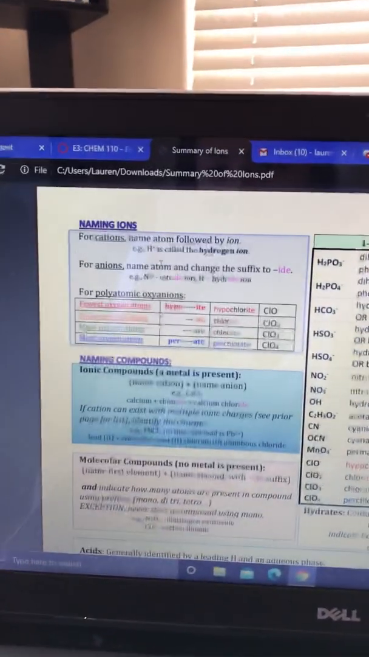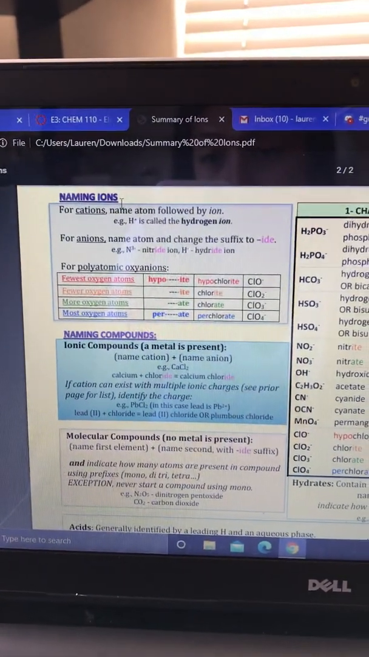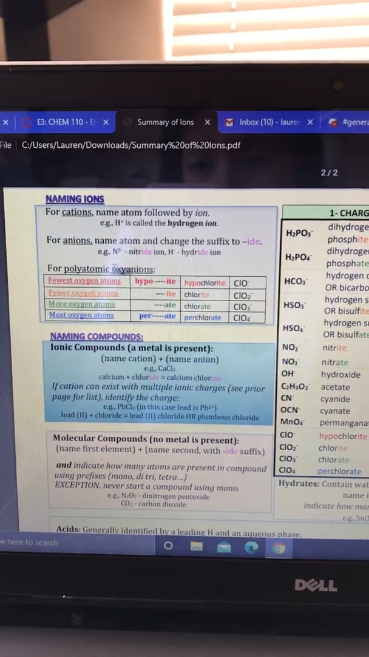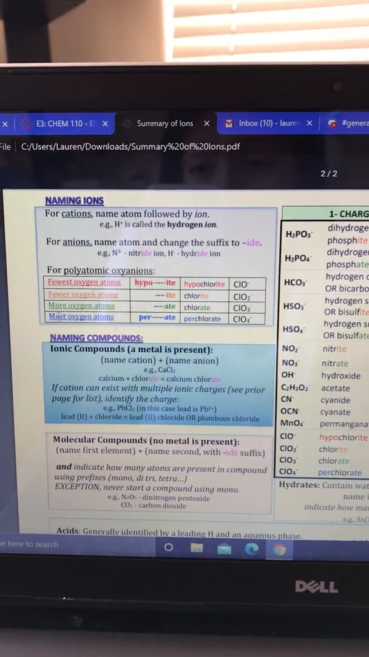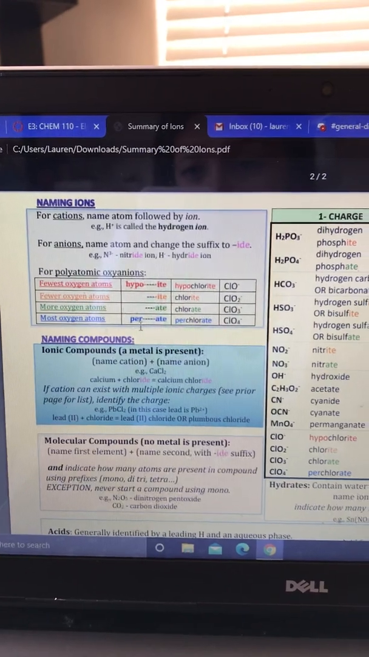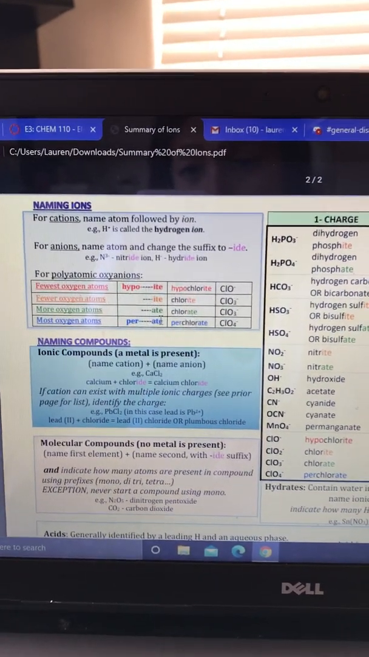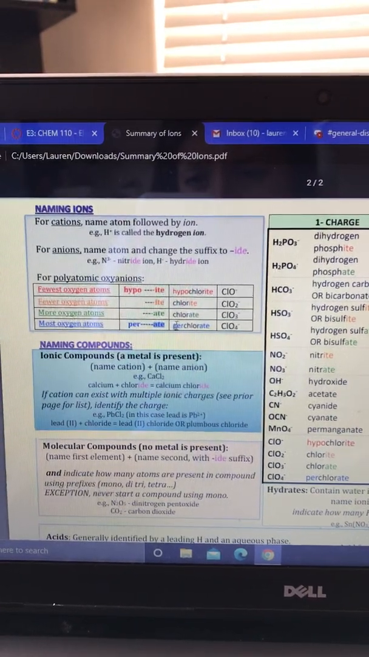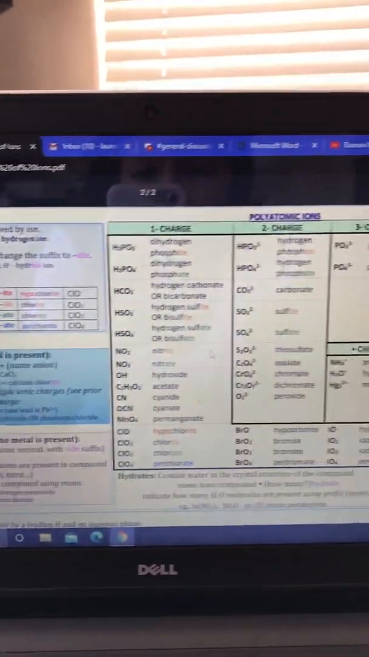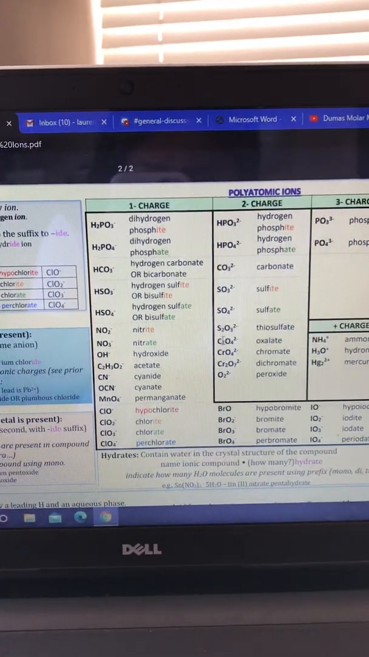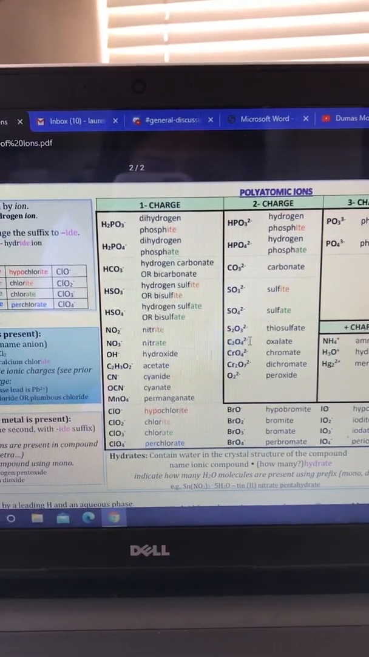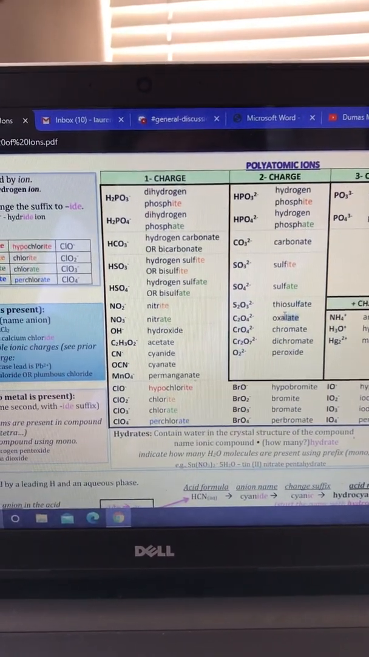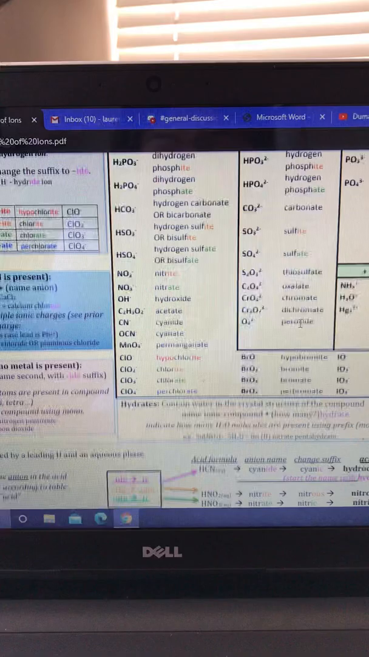Let's take a look over here for our rules of naming ions. It says that for polyatomic oxyanions with oxygen in it, the one with the most oxygen atoms is going to change the suffix from IDE to ATE. So since our oxalate has 4 oxygens, that's what's going to make it change to ATE at the end, ending suffix.